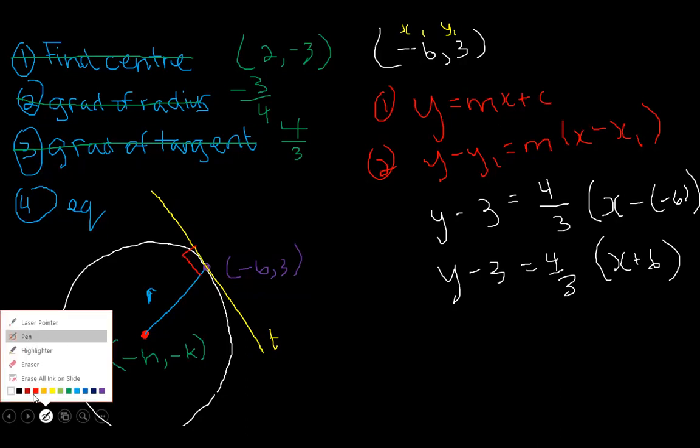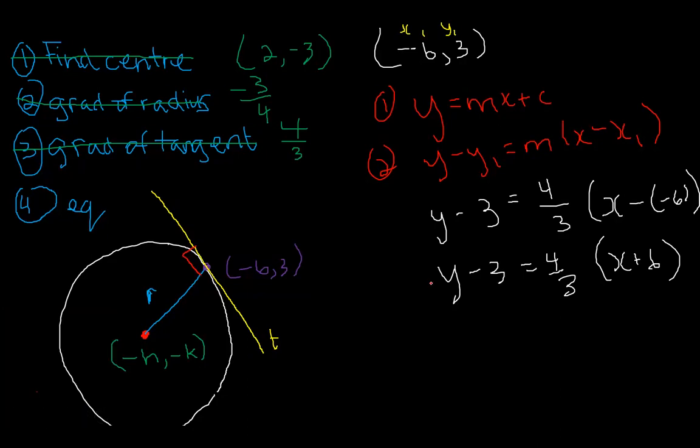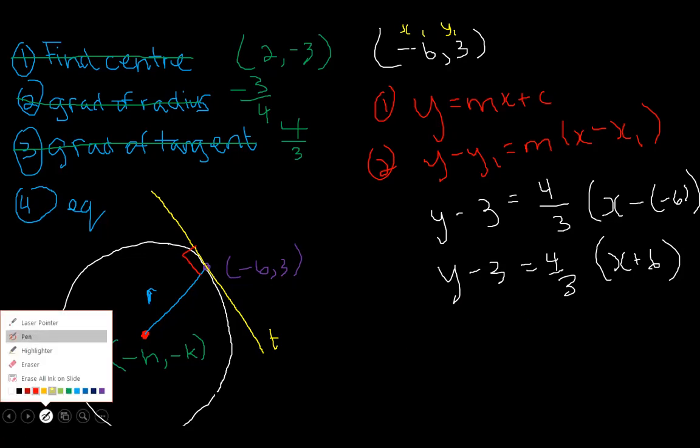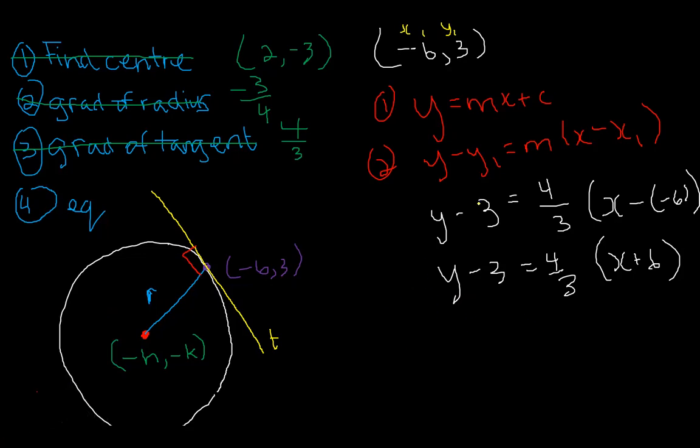And all we have to do now is transpose. Transpose means just making something the subject of the formula. We're trying to make y the subject of the formula. Why, if you're wondering? Because we need it in the form y is equal to mx plus c. Right. So just continue and make y the subject of the formula.